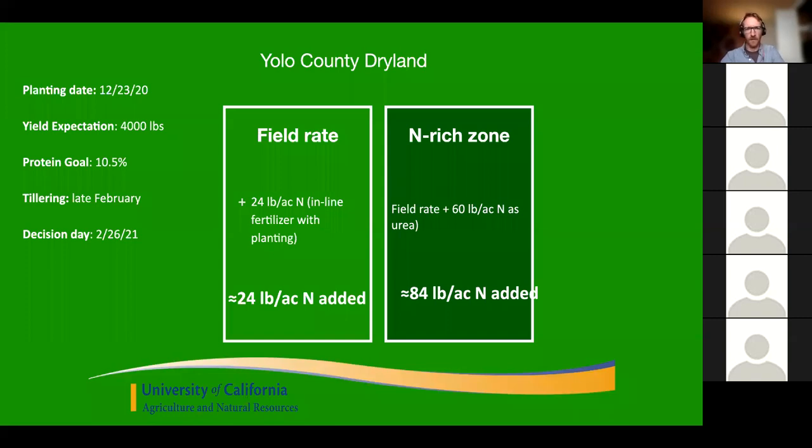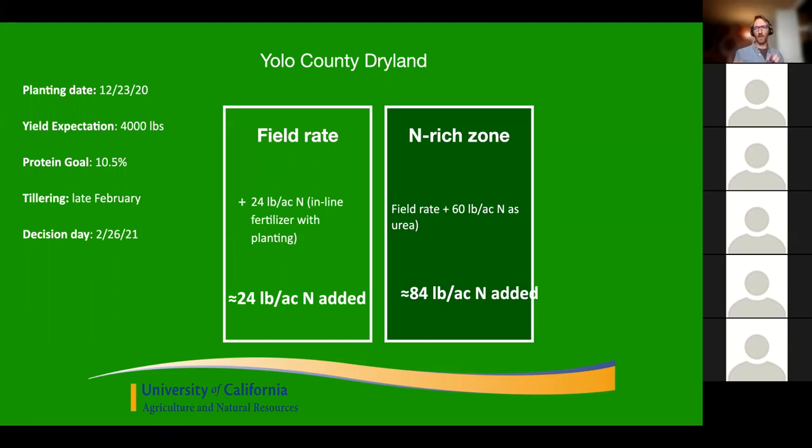This is in Yolo County. This is dry land. We have a field rate of 24 pounds an acre. So there's basically about 24 pounds that have been added in row. And then there's a field rate plus 60 pounds additional in the enriched zone. So we artificially beefed that up. It's got more nitrogen in it than we probably need up front. The yield expectations are around 4,000 pounds. The protein goal is 10.5%. And this is tillering in late February. So we're going out there in February. It's planted in late December.